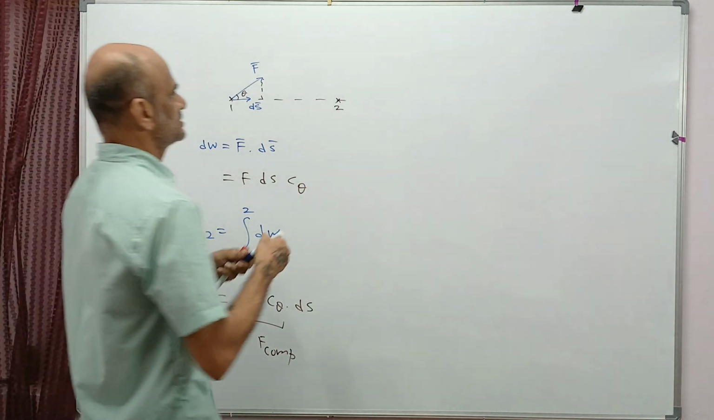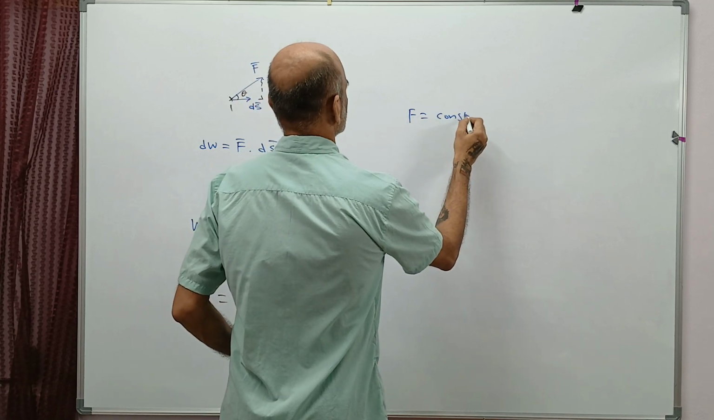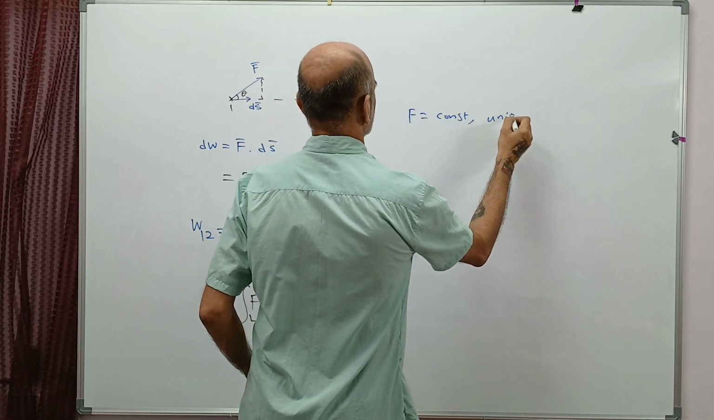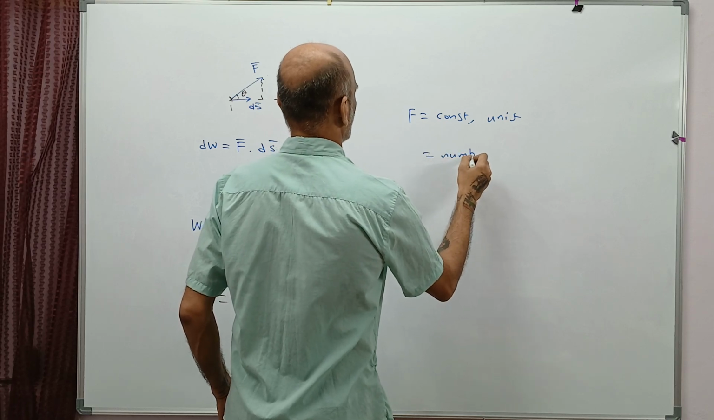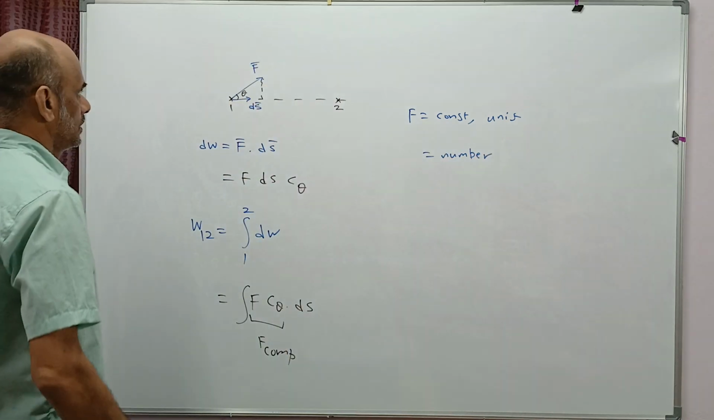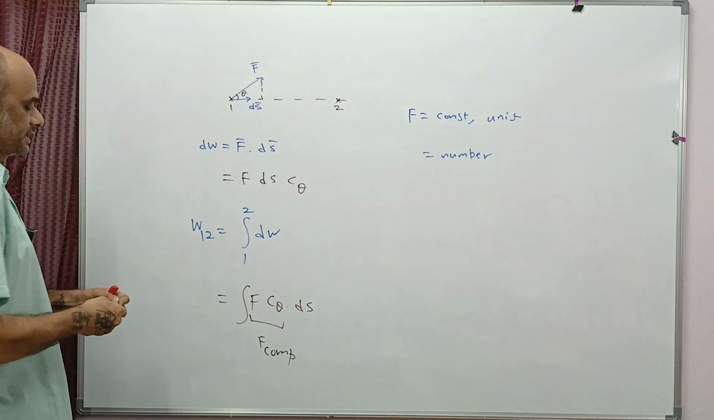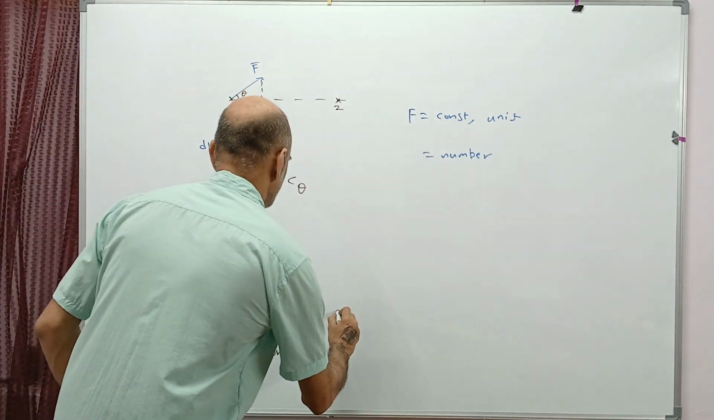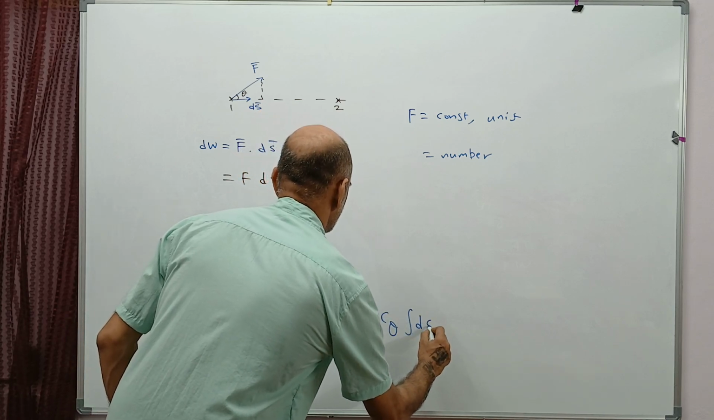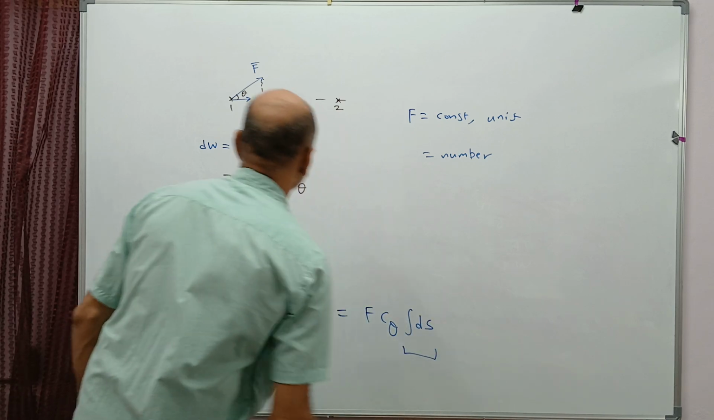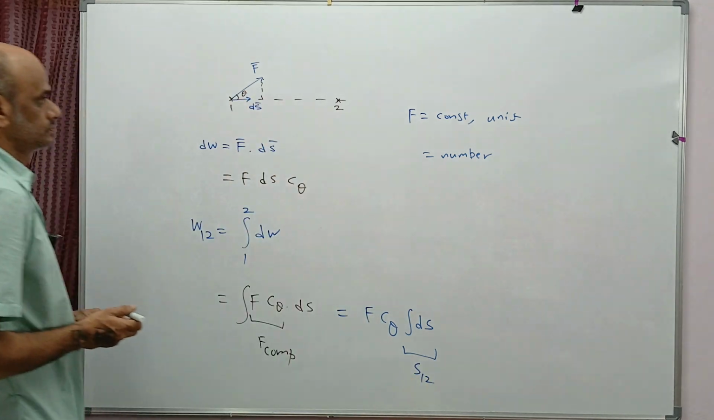If this force is constant and uniform, that is just a number, and also the angle theta is constant and uniform, then this can come out of the integral sign. So this will become F cos theta times the integral of ds, which is the total displacement between 1 and 2, s12.